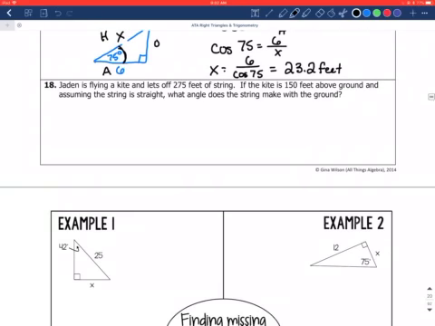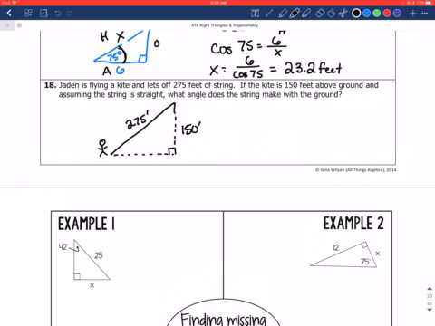All right, last one. Jaden is flying a kite and lets off 275 feet of string. If the kite is 150 feet above the ground, and assuming the string is straight, what angle does the string make with the ground? Okay, so here's Jaden. And then he's got his kite. And then that kite is a certain distance above the air. And here is the other line with the ground. So he lets off 275 feet of string, and that kite is 150 feet above ground.